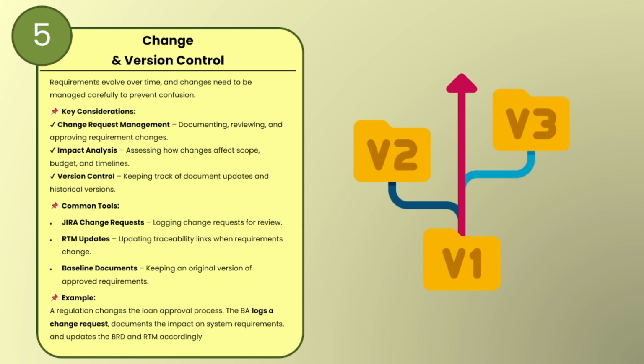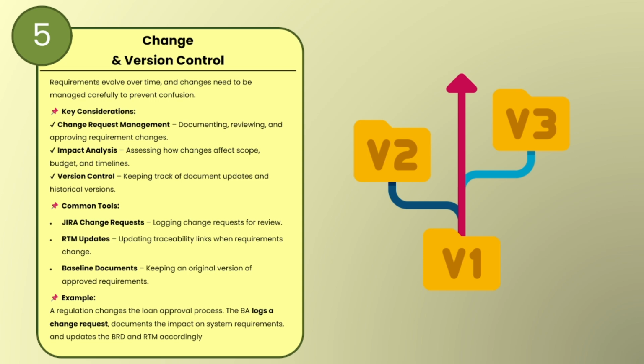And the next is version control. It is like keeping track of document updates and historical versions of documents. We have already seen what is meant by version control. Common tools here are Jira change requests, and requirement traceability matrix updates are also good. Then a baseline document means keeping the original version of approved requirements. All these are common methodologies by which we can manage change and version control as well.